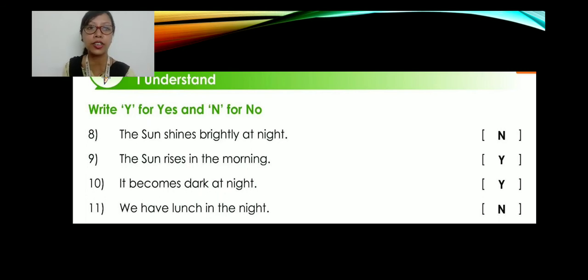Okay, now let's do the yes and no. The sun shines brightly at night. No, the sun shines only during the daytime, right? Number 9, the sun rises in the morning. Yes, the sun rises in the morning. Number 10, it becomes dark at night. Definitely. It is? Yes, so you have to write why.